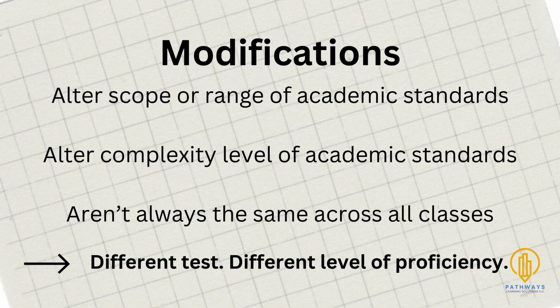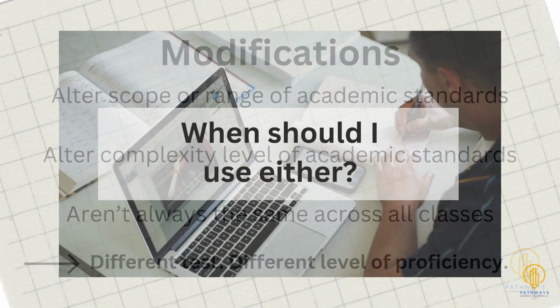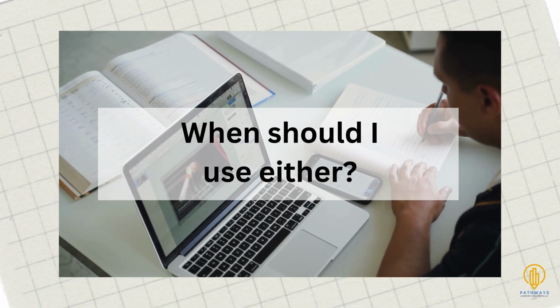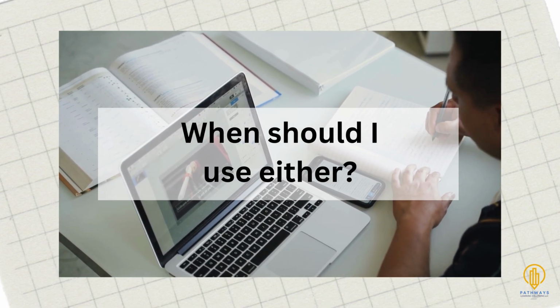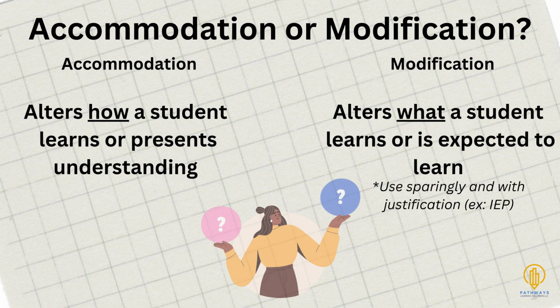Okay. So you may still be wondering, how am I supposed to figure out when to use which one? The best way for me to break it down would be to say this: accommodations alter the how, while modifications alter the what. Accommodations alter how a student learns or presents their understanding. Modifications alter what a student learns or is expected to learn. Take a look at the resources below to test your understanding.